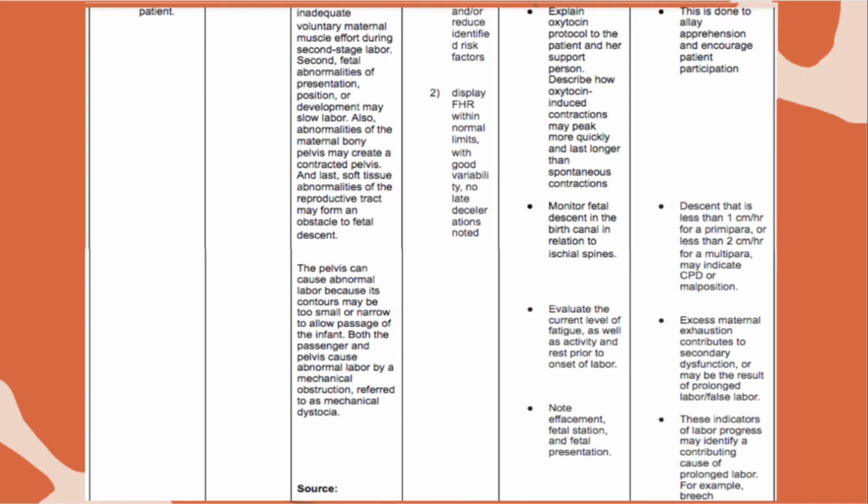Second, fetal abnormalities of presentation, position, or development may slow labor. Also, abnormalities of the maternal bony pelvis may create a contracted pelvis. And last, soft tissue abnormalities of the reproductive tract may form an obstacle to fetal descent. The pelvis can cause abnormal labor because its contours may be too small or narrow to allow passage of the infant. Both the passenger and the pelvis cause abnormal labor by a mechanical obstruction referred to as mechanical dystocia.